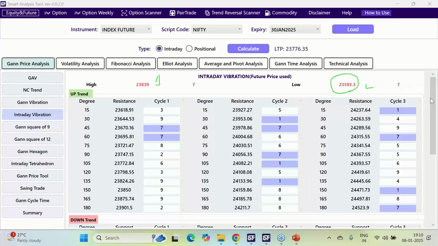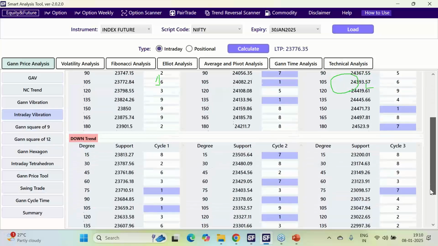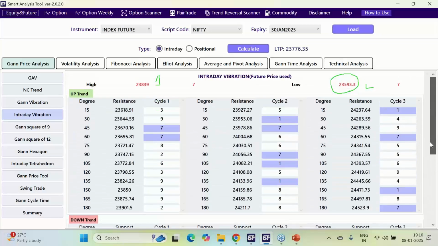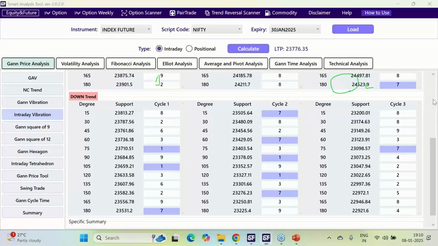So all these supports or downtrends we can calculate from the high. These are the supports we have calculated from the high. 23,776 it has closed, and 23,593 was the low. I'm just writing 23,593.3. This was the January month futures low that happened. And 776 was the closing today.